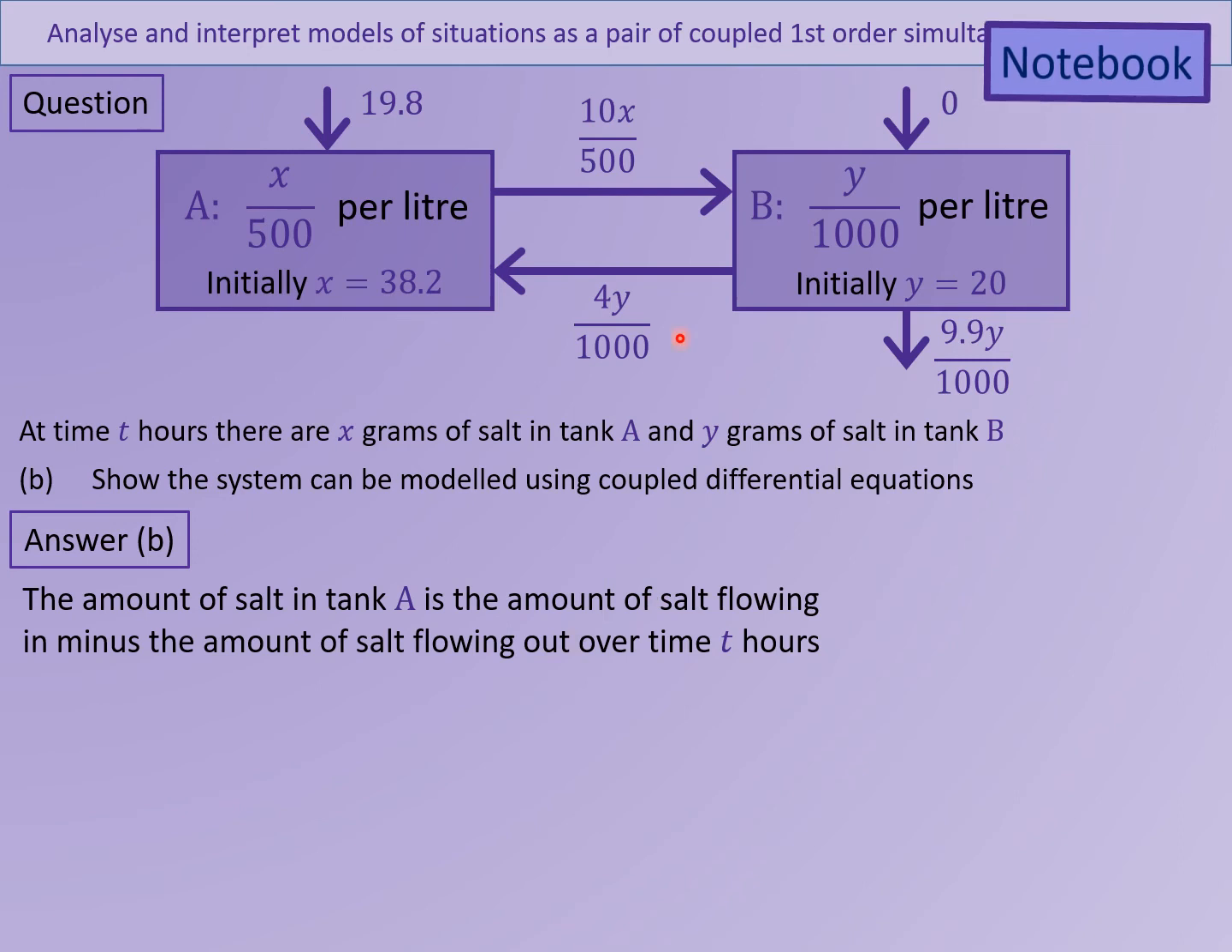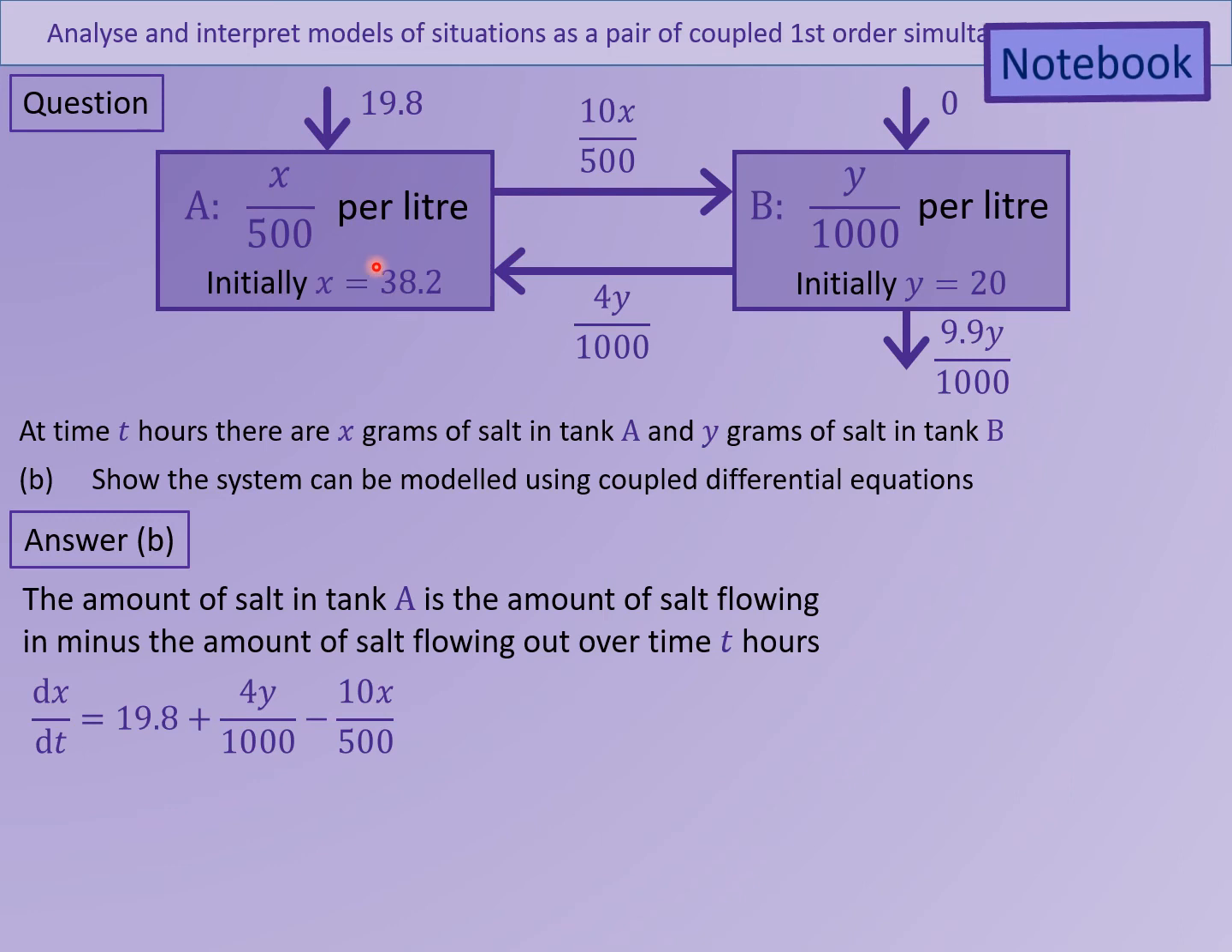So let's just get our heads around this again. The amount of salt in tank A is the amount of salt flowing into it minus the amount of salt flowing out of it over any given time, t hours. So that's what the salt's going to be.